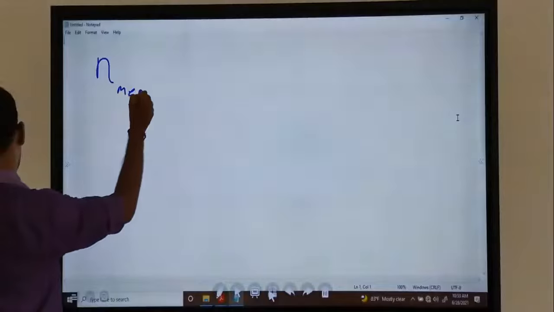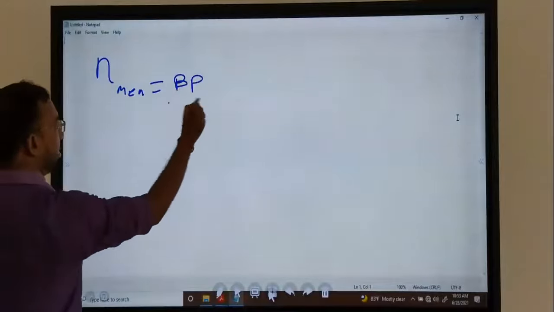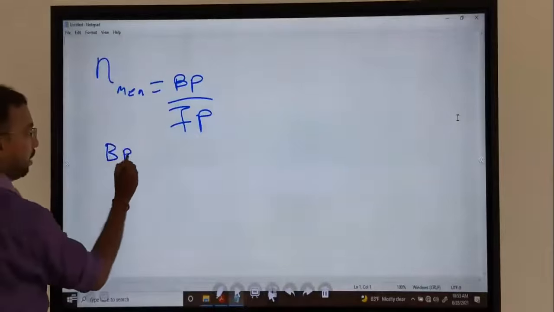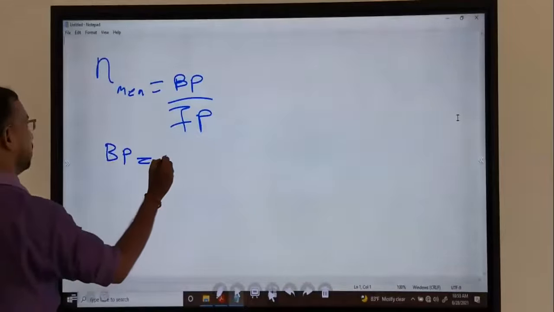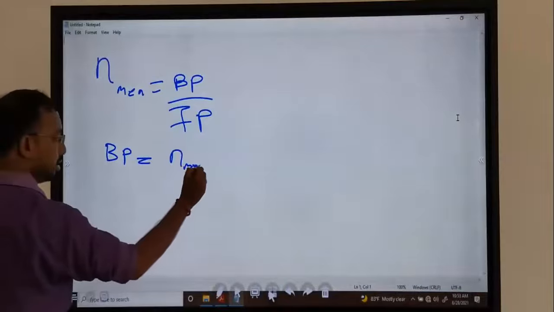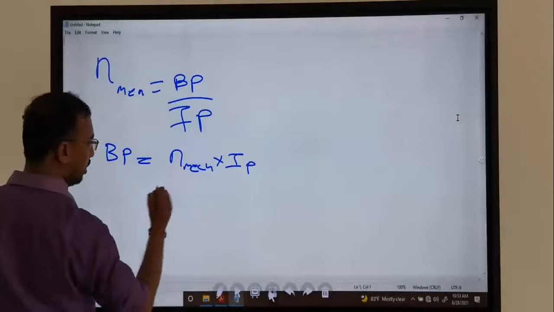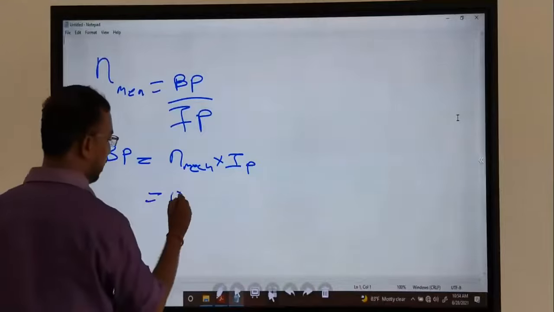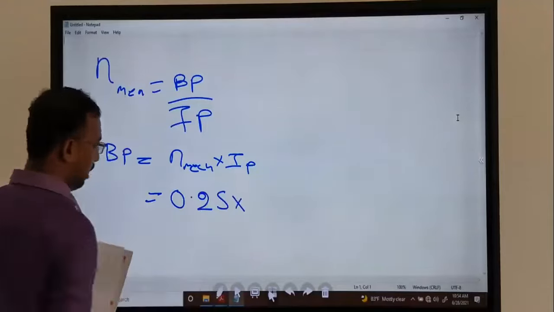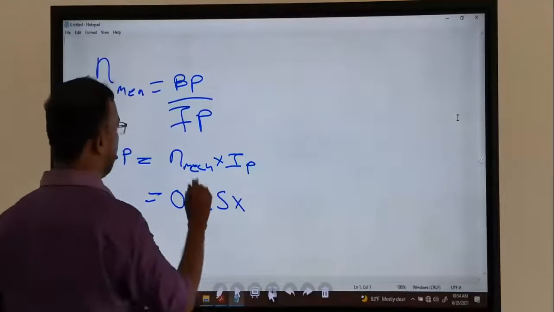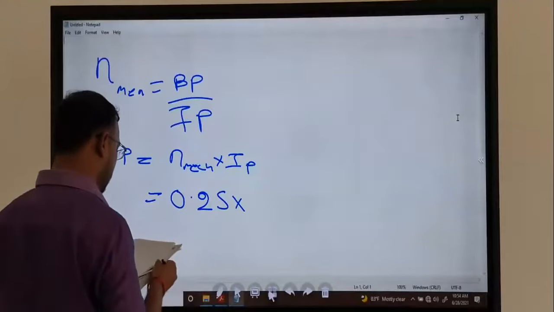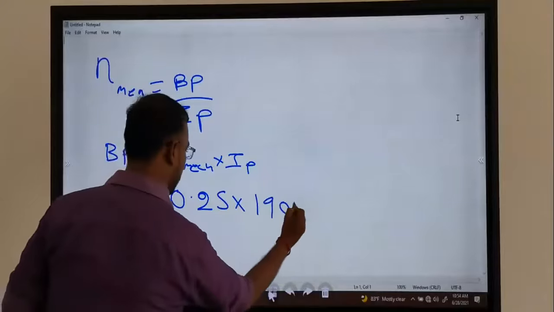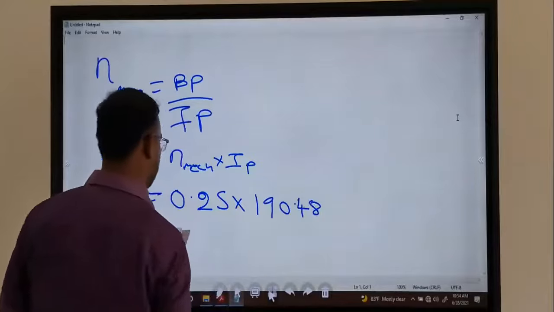Mechanical efficiency equals BP to IP. So brake power equals mechanical efficiency times indicator power. We know the mechanical efficiency is 25%, which is a percentage, so here we apply 0.25. And for the indicator power, we substitute the value in kilowatts. So the brake power we can also get in kilowatts.